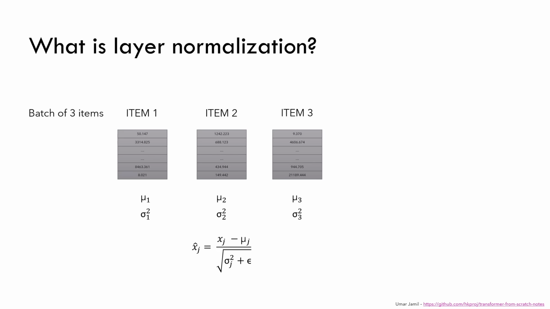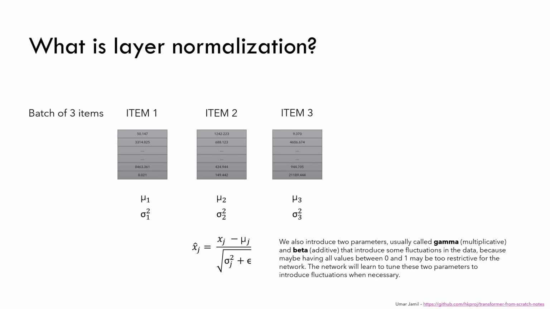Actually, we also multiply this new value with a parameter called gamma, and then we add another parameter called beta, and this gamma and beta are learnable parameters, and the model should learn to multiply and add these parameters so as to amplify the value that it wants to be amplified and not amplify the value that it doesn't want to be amplified. So we don't just normalize, we actually introduce some parameters.